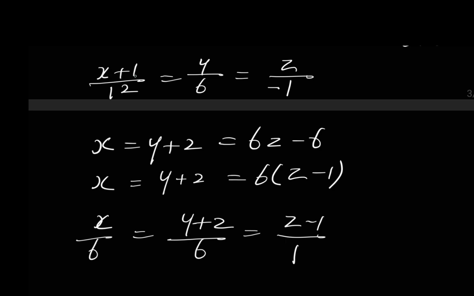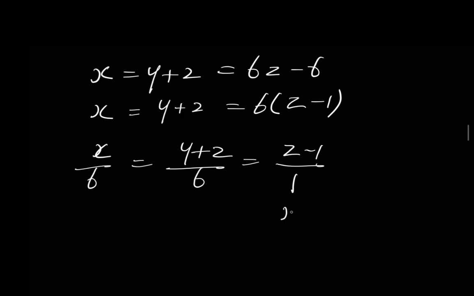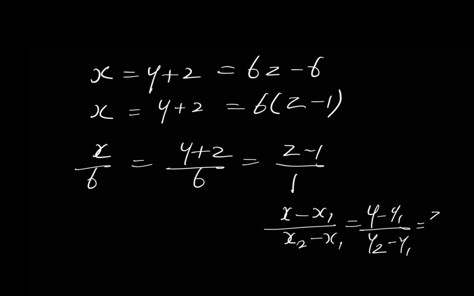Here the point is x1, y minus y1, z minus z1. Here, the x minus x1 form: x minus x1 over x2 minus x1, y minus y1 over y2 minus y1, z minus z1 over z2 minus z1. So the denominators are the direction ratios. They are the components of the parallel vectors. And here x1, y1, z1 are the points.